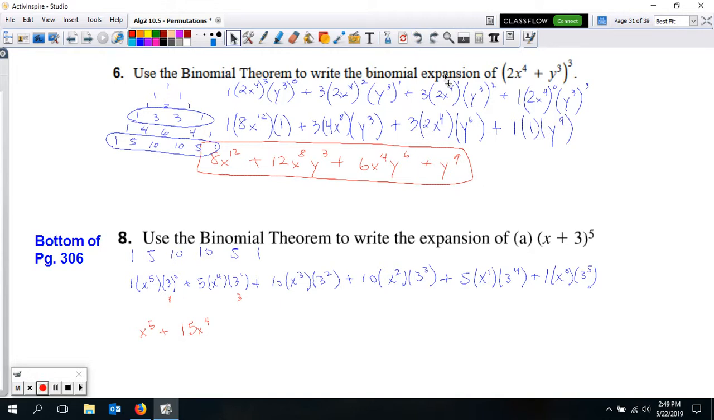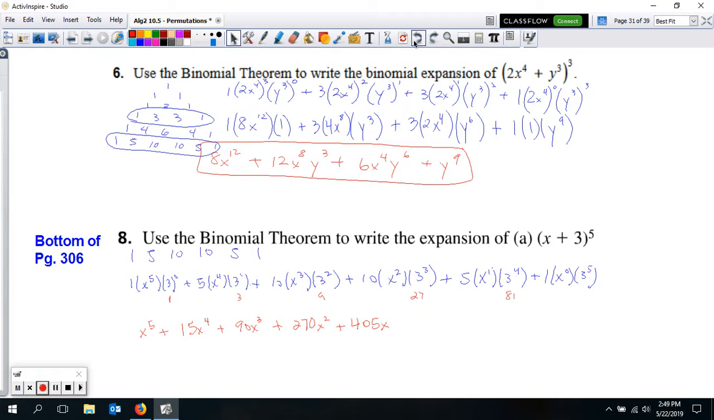Here we'll see 3 squared. So 3 squared we know is 9. So it's going to be 10 times 9, which is going to give us 90x to the 3rd on this one. And our next one, 3 to the 3rd, is 27. So 10 times 27 is 270x squared. 3 to the 4th is 81. 5 times 81, multiply those together. We're going to see it's 405x to the 1st, which is just x.